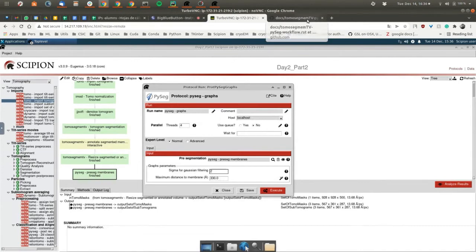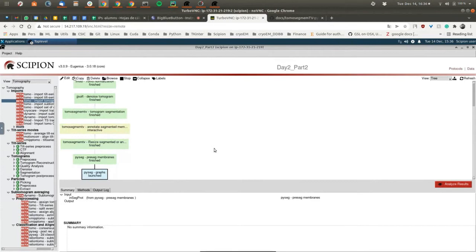So let's execute this. This protocol is the one with the highest elapsed time for execution. On my machine, it was about 20 minutes. I expect it to be a little bit smaller on these machines. So I think this is a good moment to take a short break of about 10 minutes.